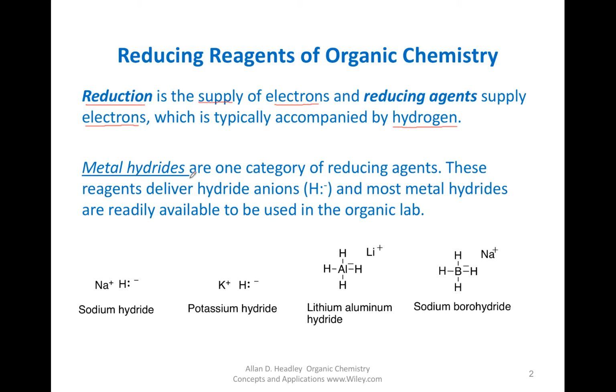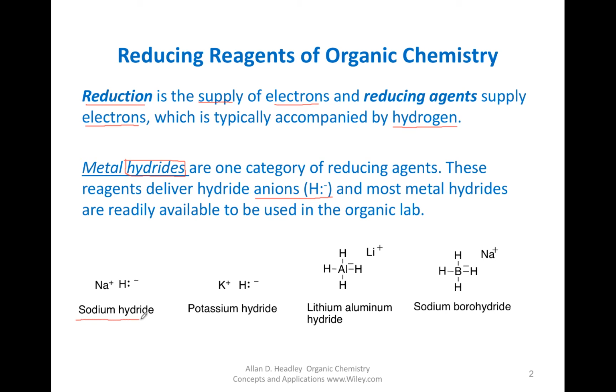Metal hydrides are one category of reducing agents. As the name suggests, hydride. We know from a previous chapter, a hydride is a hydrogen with a pair of electrons, such as shown here. But of course, as you know, an anion cannot exist by itself, so it has a counter ion, a cation, to make it a neutral molecule.